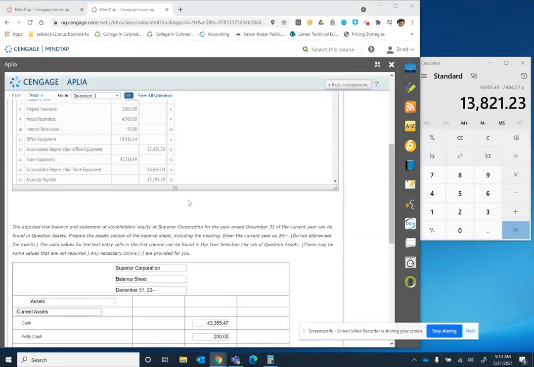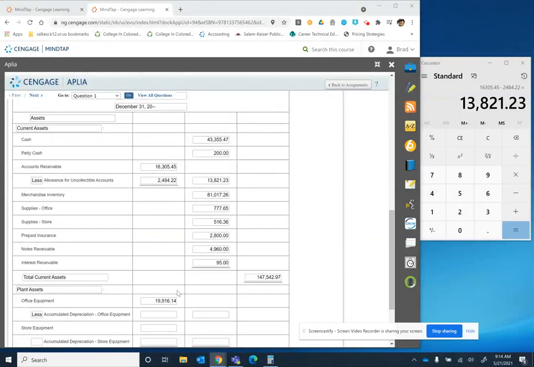$12,436.20. We will then subtract these from each other. So we get 19,916.14 minus $12,436.20, which gives us $7,479.94.